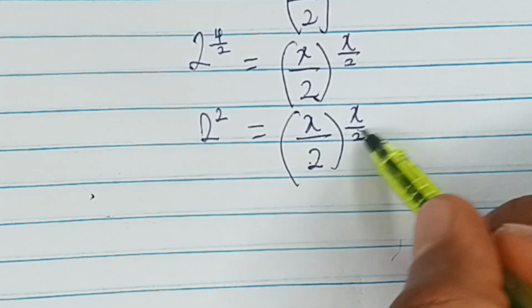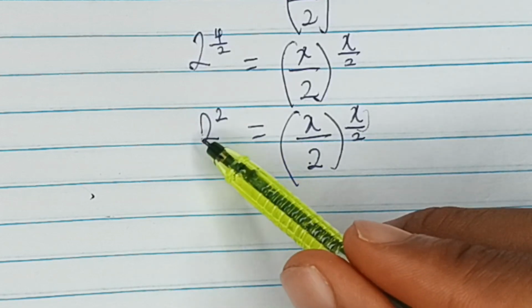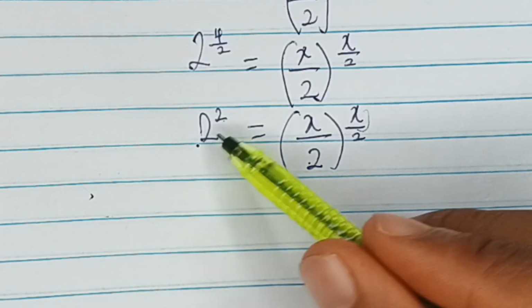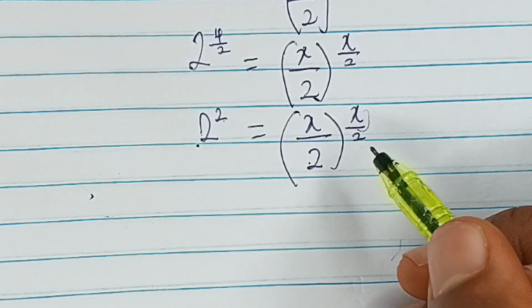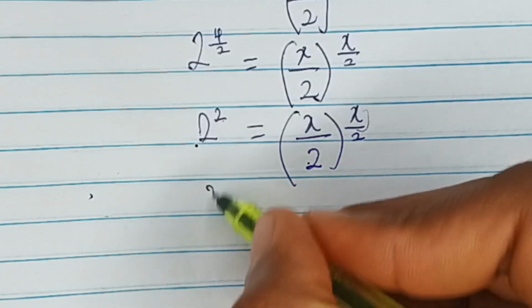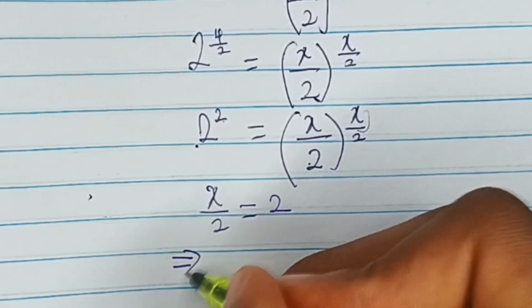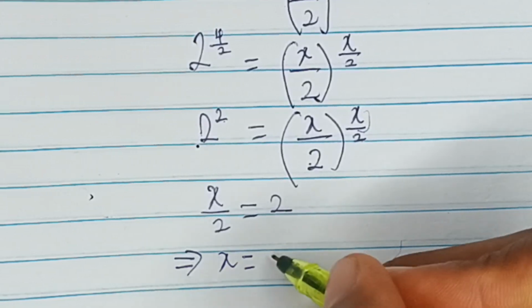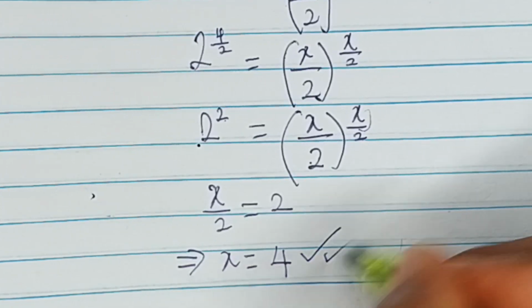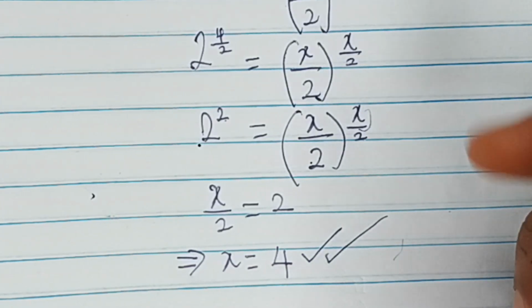From this place you can see that I have x over 2, which is basically one thing, and another x over 2, which is basically one thing, and here I have 2 and 2, and both of them are the same and both of these are the same. Hence I can conclude that x over 2 is equal to 2, which implies that x is equal to 4, and this is the answer to this question.